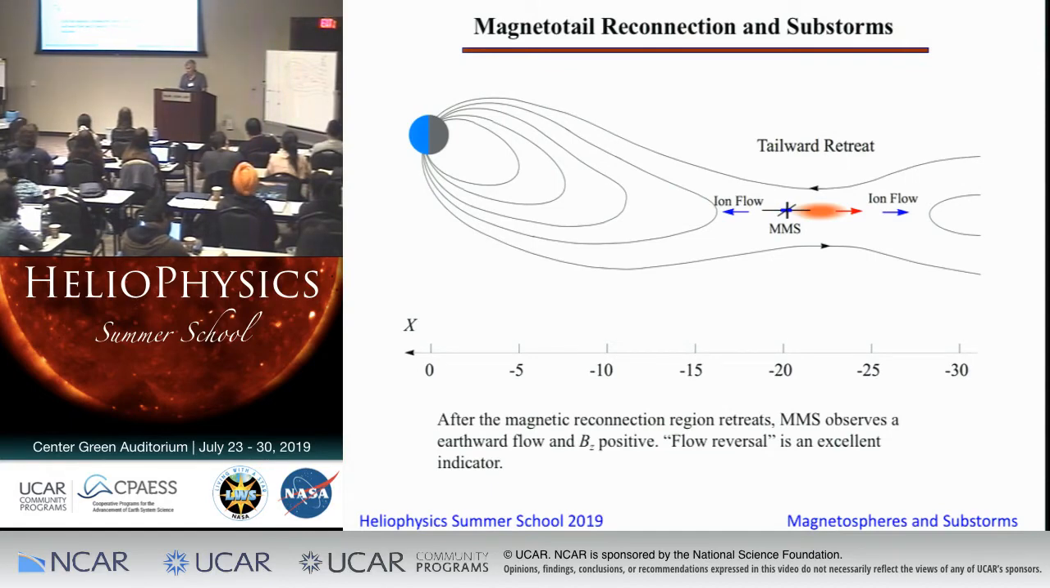Now, we're earthward of the reconnection, so our flow is going to be plus V, and the magnetic field we should see, because we're earthward of it, is in the plus. So BZ, the Z component of the magnetic field, goes from minus to plus, and the velocity in the X direction, Vx, goes from minus to plus. Okay, so let's get some data.